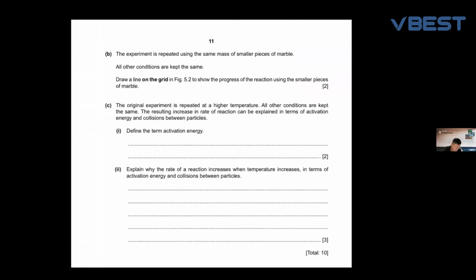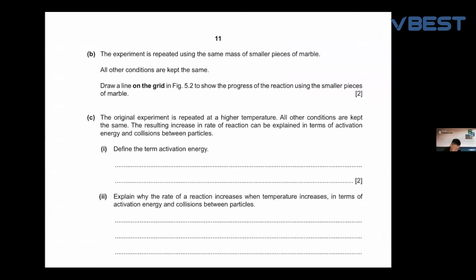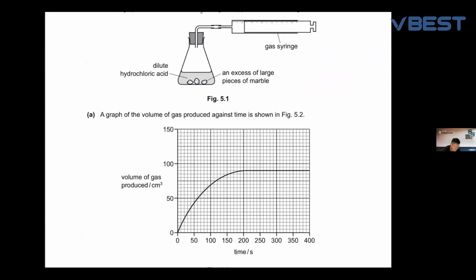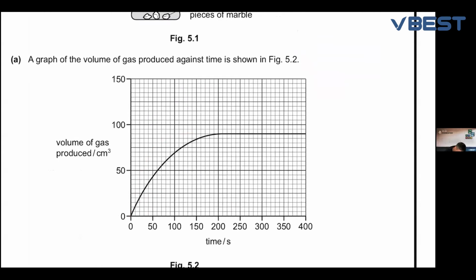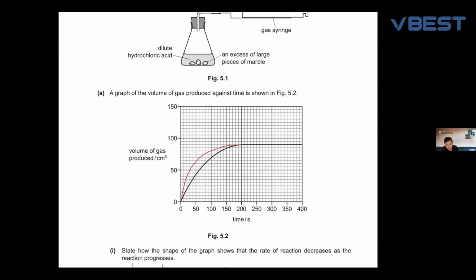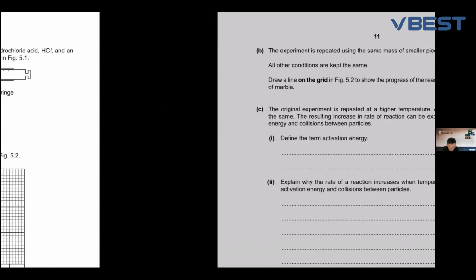The experiment is repeated using the same mass of a smaller piece of marble, all other conditions kept the same. Draw a line to show the progress using a smaller piece, same mass but smaller pieces of marble, which means they change the surface area, right? So smaller pieces means larger surface area, right? So it should be steeper. But at the end, it must be the same. How steep you want to draw is up to you. They're using the same mass, a smaller piece only.